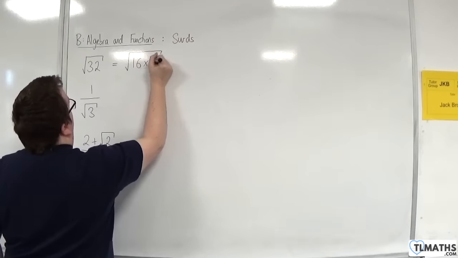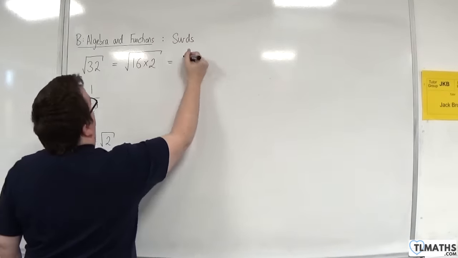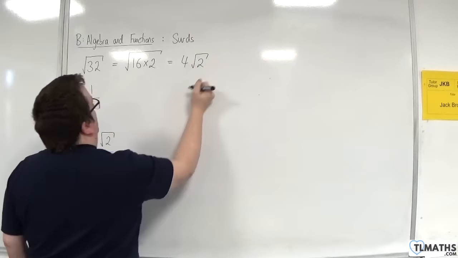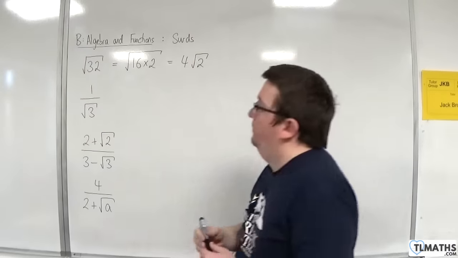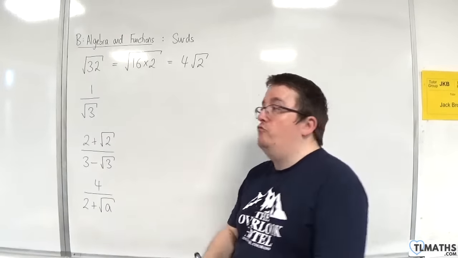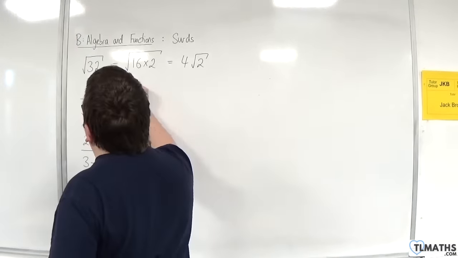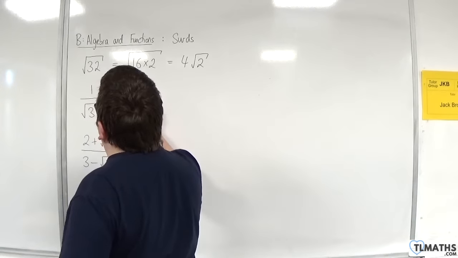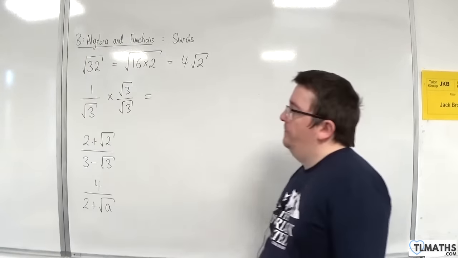So 16 times 2. And of course, root 16 is 4, and then it's root 2. So 4 root 2. You should be able to rationalize the denominator for 1 over root 3, so knowing that you need to multiply that top and bottom by root 3 and then simplifying.